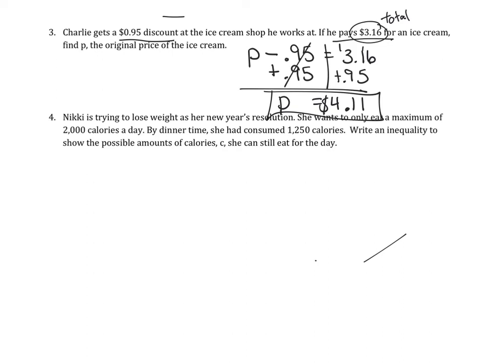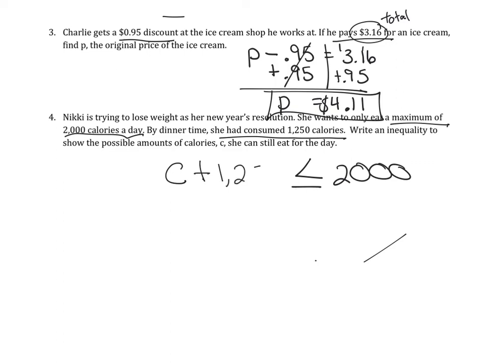Next, Nikki is trying to lose weight as her New Year's resolution. She wants to only eat a maximum of 2,000 calories. So I know that would be the less than or equal to sign because of maximum. By dinner time, she had consumed 1,250 calories. Write an inequality to show the possible amount of calories C she can still eat for the day. So they want C plus the 1,250 is going to be less than or equal to the 2,000.